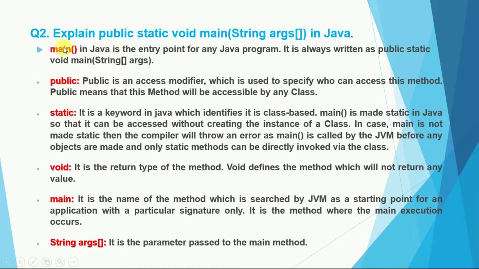First is the main method. The main method in Java is the entry point for any Java program. It is always written as public static void main(String[] args). Public is the access modifier, which is used to specify who can access this method. We use public because it will be accessible by any class, any number of classes which we want to use in our program. So this main method can be used by any class.